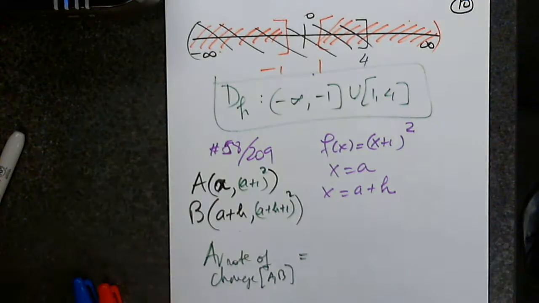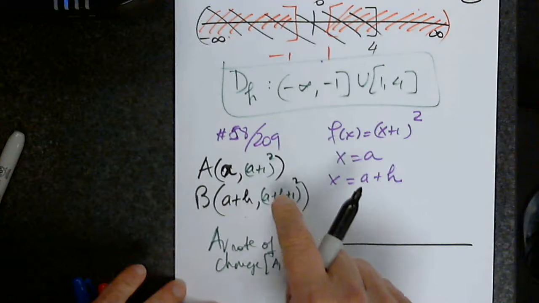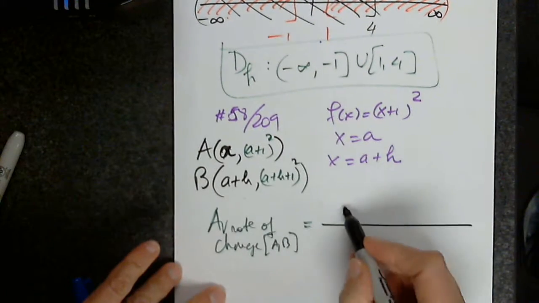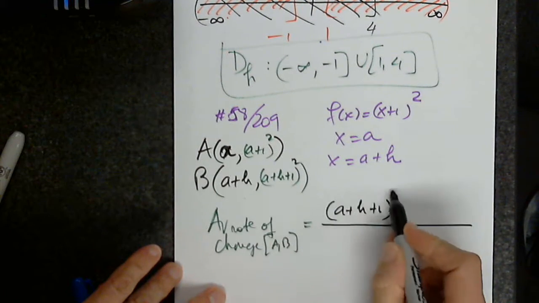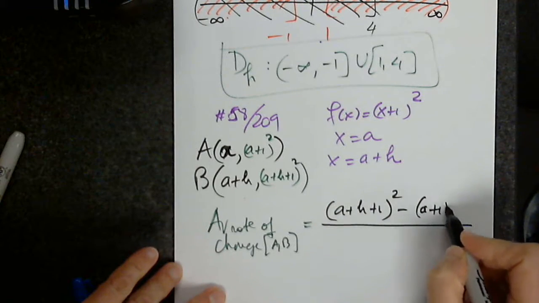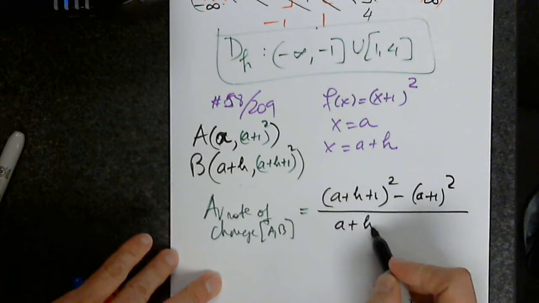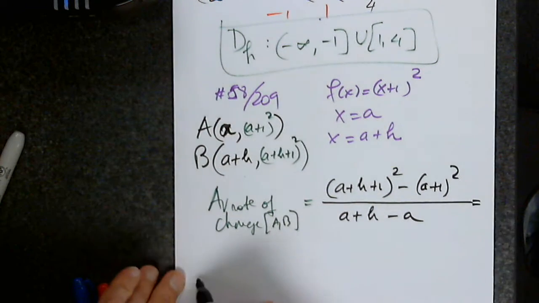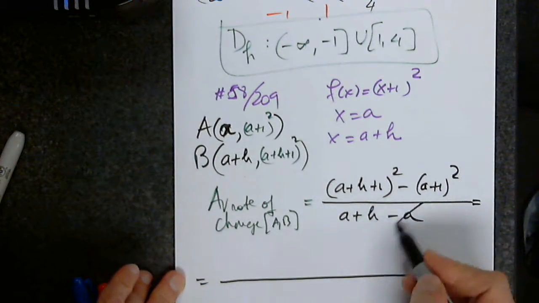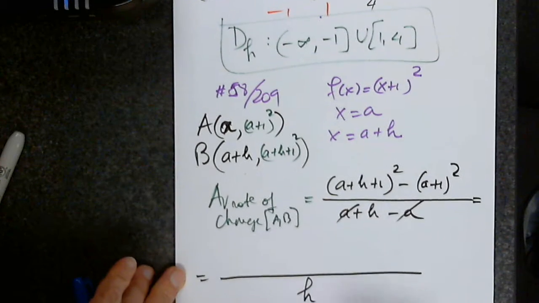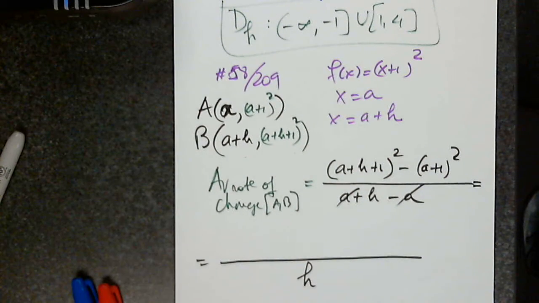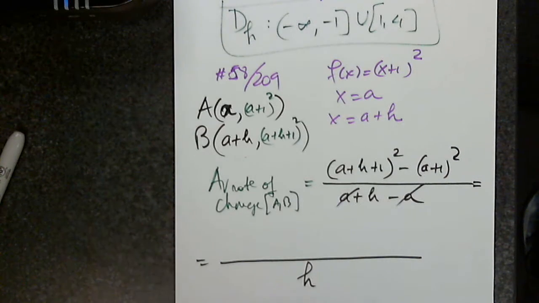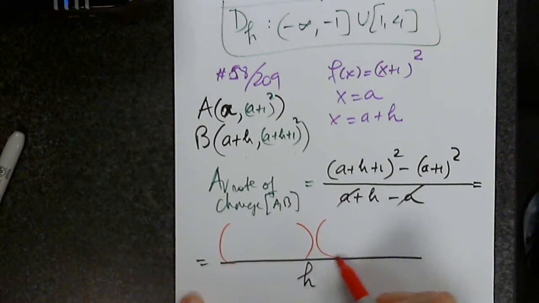Okay, so y2 minus y1 over x2 minus x1. So a plus h plus 1 squared minus a plus 1 squared over a plus h minus a. These two go away, so the denominator is only h. Okay. You can square a trinomial, but it will take a while. Or we can use the formula that will factor.